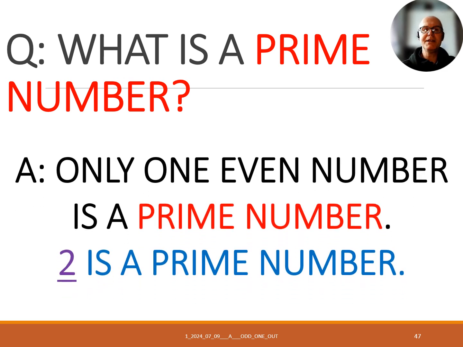Only one even number is a prime number, and that is the number 2. 2 is a prime number, and it's the only even number that is prime.